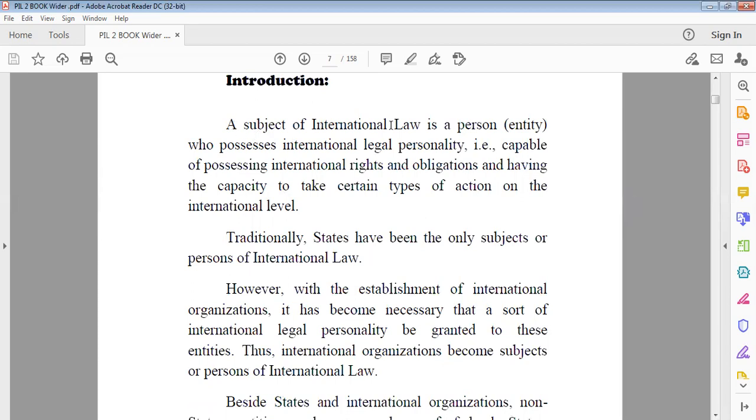So the subject of international law, ايش يعني انه يكون شخص من اشخاص القانون الدولي العام او بيمتلك الشخصيه القانونيه؟ It is a person or entity who possesses international legal personality. That's to say if this entity is capable of possessing international rights and obligations and having the capacity to take certain types of actions on the international level.